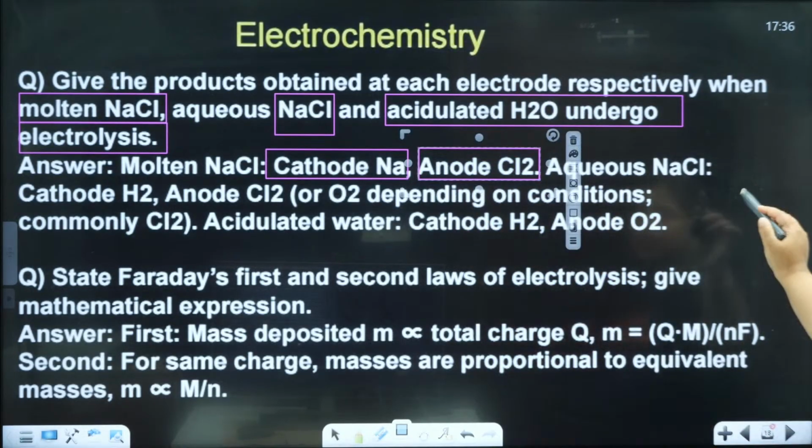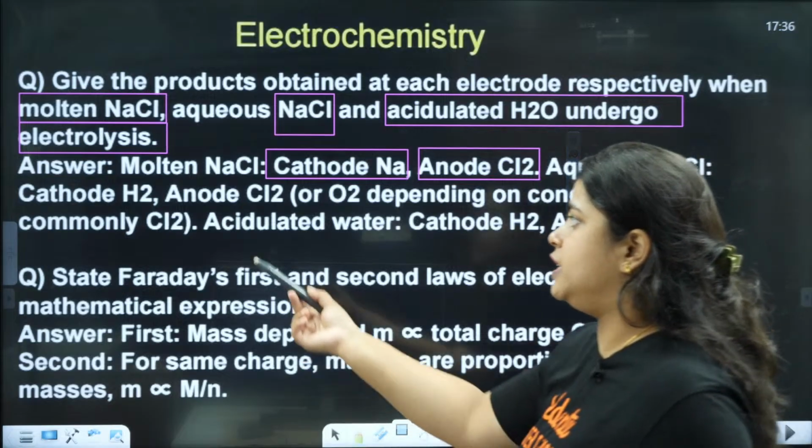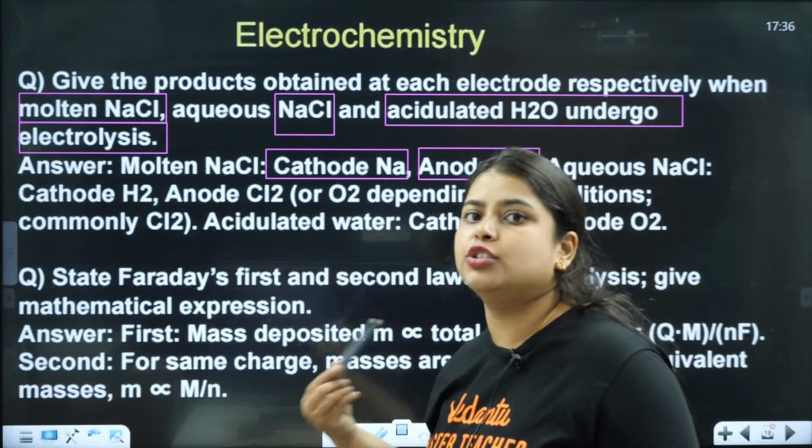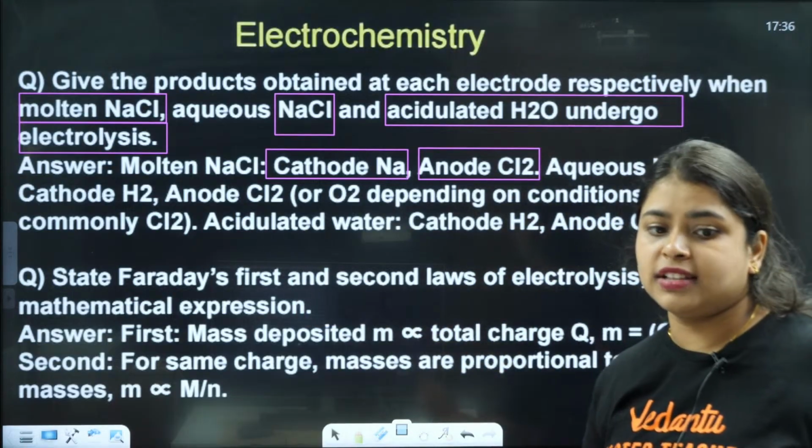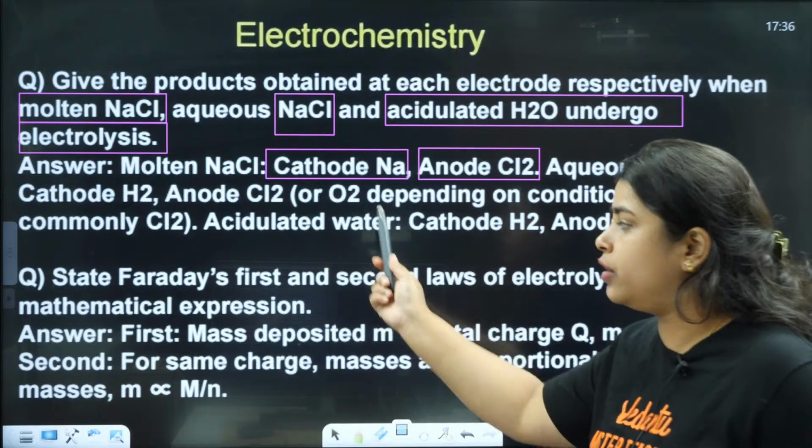Now for aqueous NaCl, the cathode is H2 and the anode is Cl2. Anode is Cl2, cathode is H2. Consider it properly. Cathode H2, anode Cl2, we have taken.